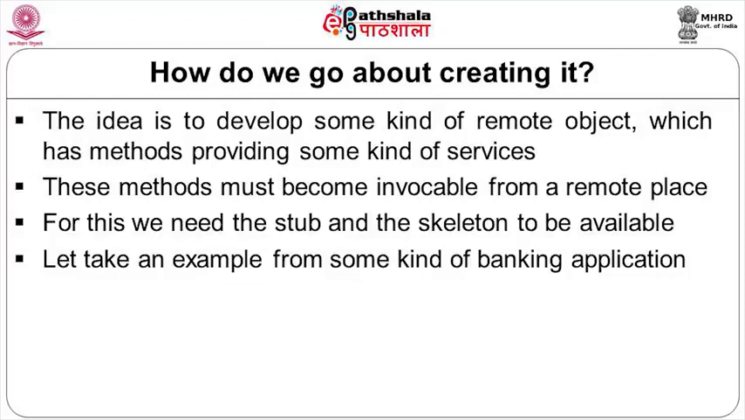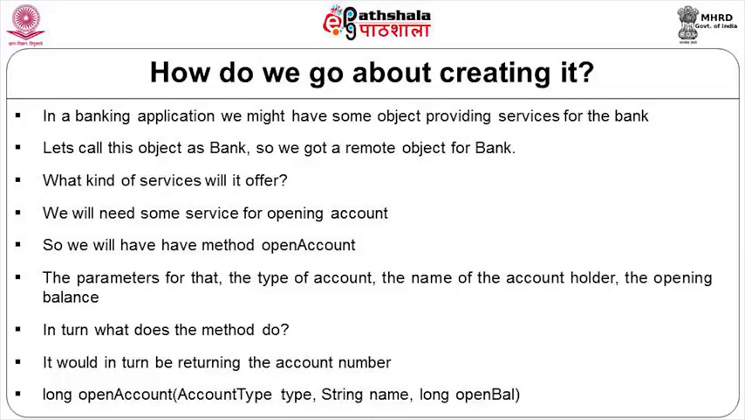We can take an example from some kind of banking application. In a banking application, you might have some object providing services for the bank. Let's call it the bank itself. So we have a remote object of a bank. What kind of services will it offer? We'll need a service called open account, so we'll have a method called open account. The parameters for that might be the type of account you want to open, the name of the account holder, and the opening balance which you would like to have. That should be sufficient for the method.